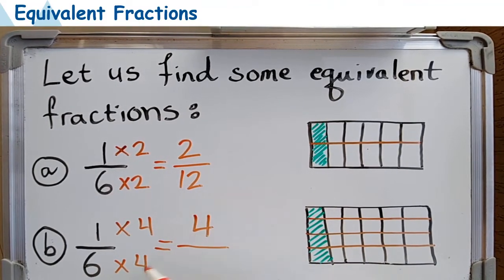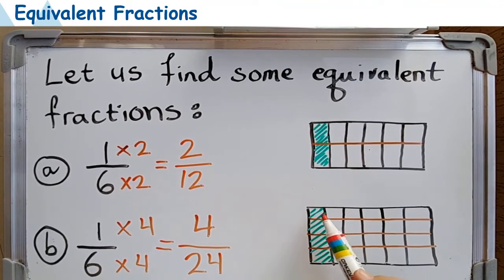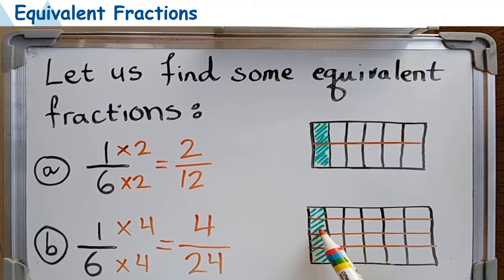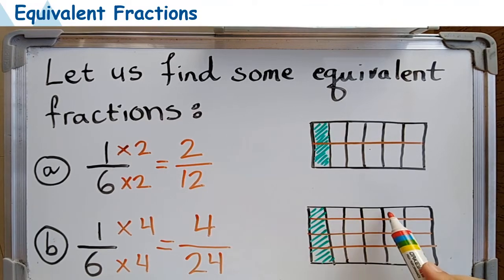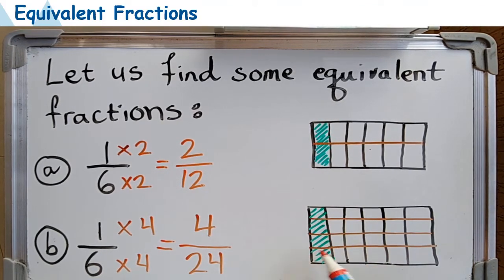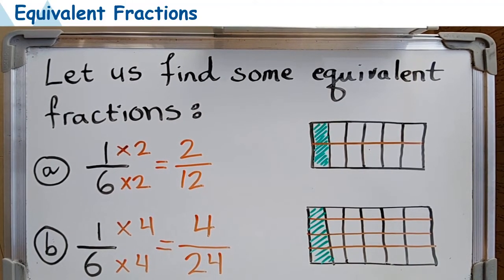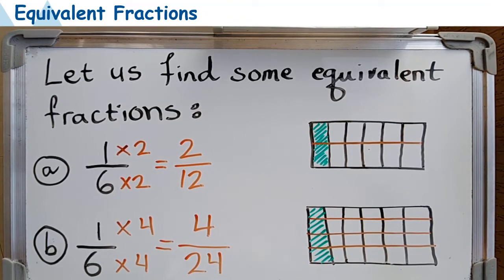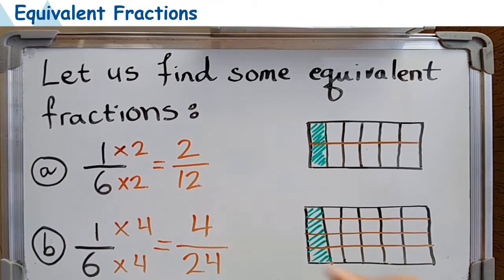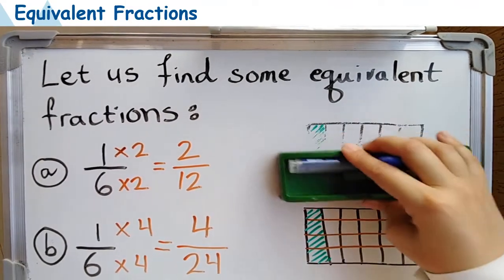What is 1 times 4? That's 4. What is 6 times 4? That's 24. Now, looking back at the green shaded area, I still have 1, 2, 3, 4 blocks out of 1, 2, 3, 4, 5, 6 by 4, which is 24. So 4 out of 24. Now, I have found 2 different equivalent fractions for 1 over 6. There's a little homework at the end I need you to do.